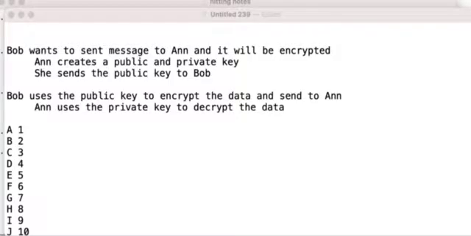Okay guys, this video is on asymmetric key encryption. Yesterday we did symmetric key encryption and we only had one key. Today we use asymmetric key encryption where we're going to have two keys. So here's the deal. Bob wants to send a message to Ann and this message needs to be encrypted.